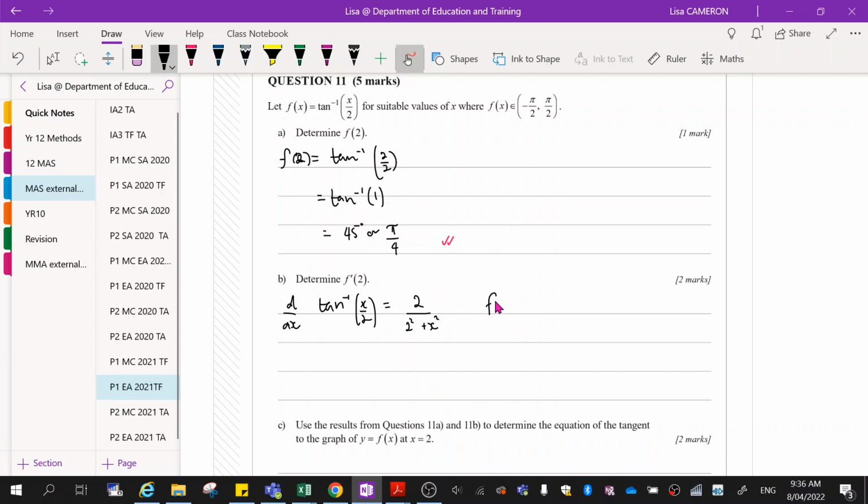Now, when I substitute in 2, it's going to become 2 over 4 plus 4, which is 2 over 8, which will simplify to a quarter. Okay, and that's worth 2 marks, so you'd get 1 mark for identifying the correct answer here, and I'd say 1 mark for getting it into this form here.